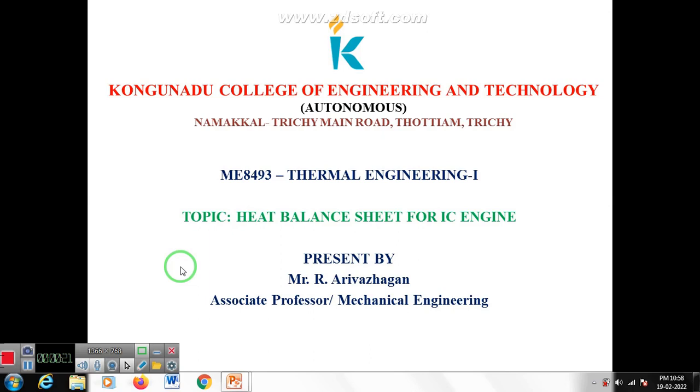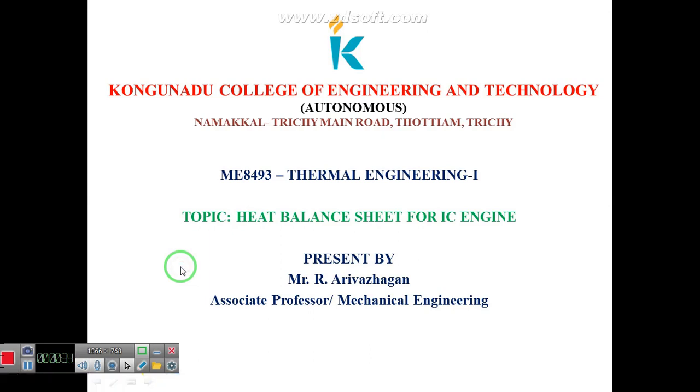Announced 2017 regulation. So we are going to see the topic, the heat balance sheet for the IC engine. The heat balance sheet is a main parameter for analyzing the efficiency. We are giving the heat input to the Otto cycle, meaning we are giving the heat addition in the constant volume process.